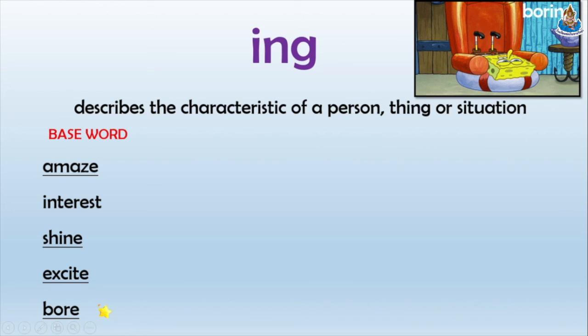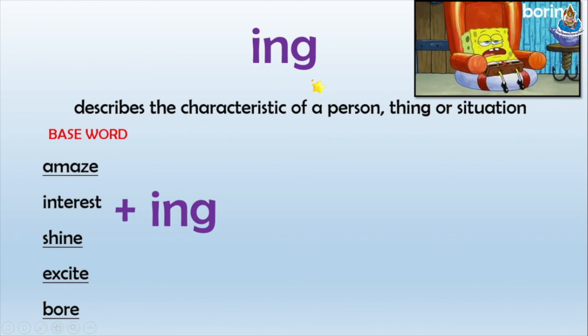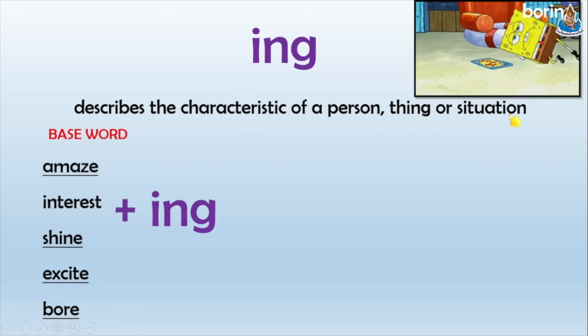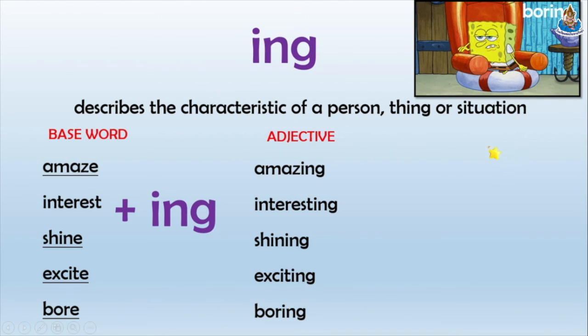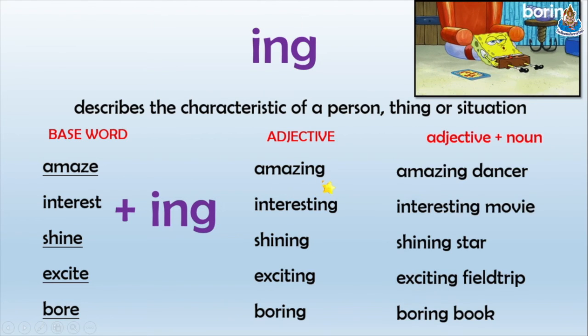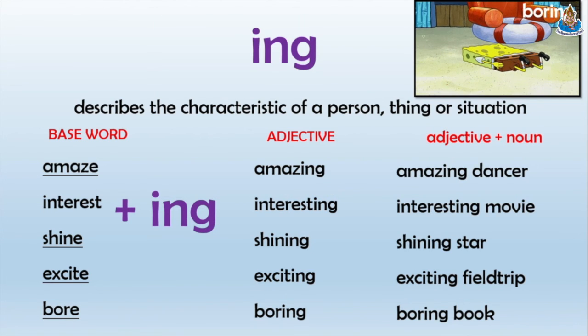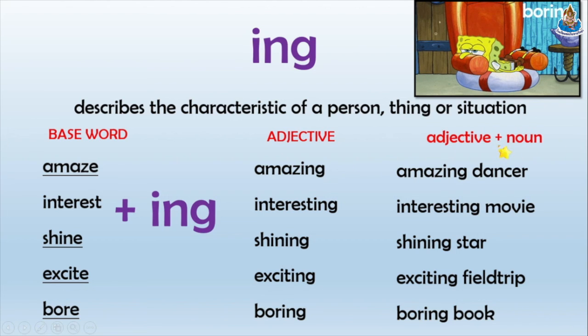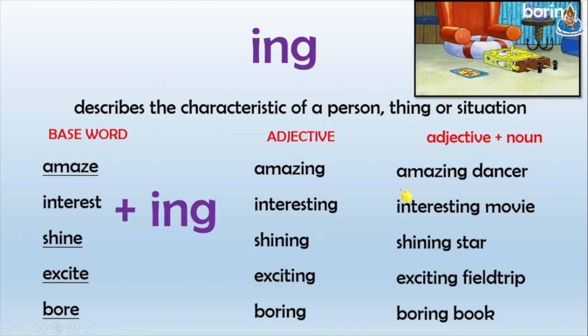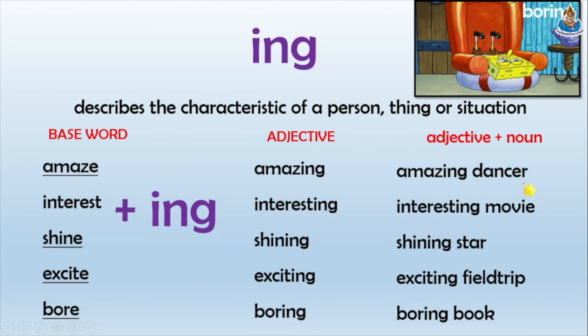We add ing to describe the characteristic of a person, thing, or situation. So say for example, the word amaze, we add ing, it becomes amazing. Amazing now is used to describe the characteristic of a noun. Say for example, the dancer. So we say an amazing dancer, an amazing performer.